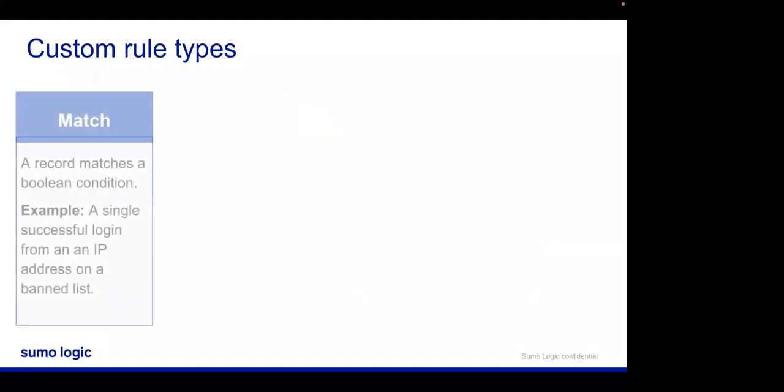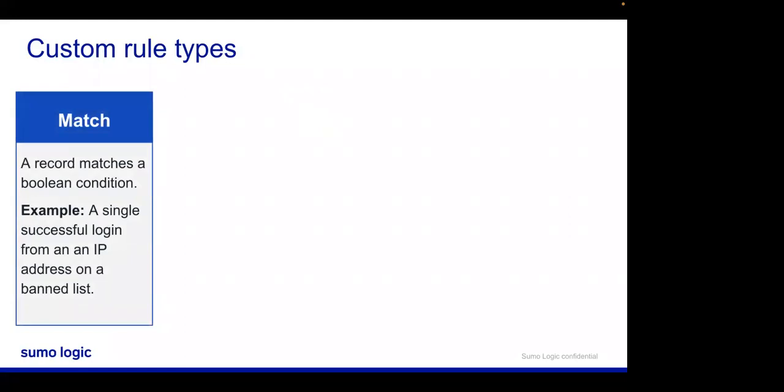As far as custom rules go, there are 4 types of custom rules, and you'll see this in a test question or two. There is a match rule. A match rule is matched based on a simple Boolean expression, and we will create a match rule in this class today. That's one of the next labs we're coming up to. So I want to see if a single successful login from a specific IP address came in. That's true or false, yes or no.